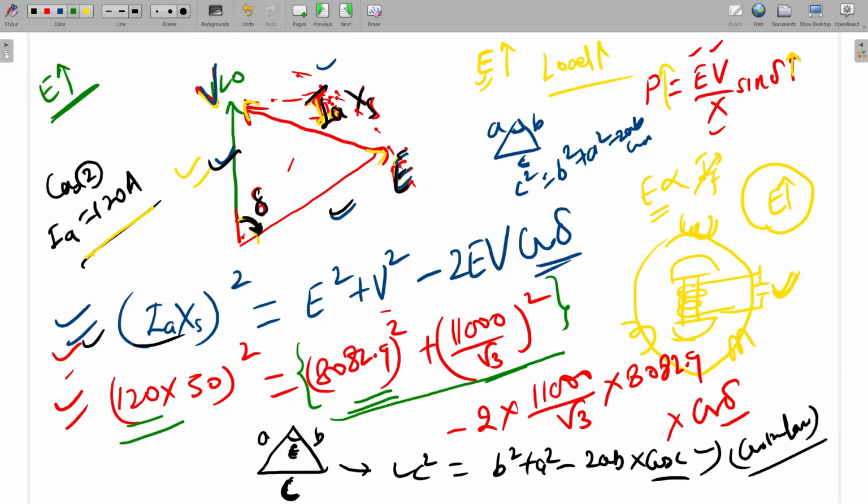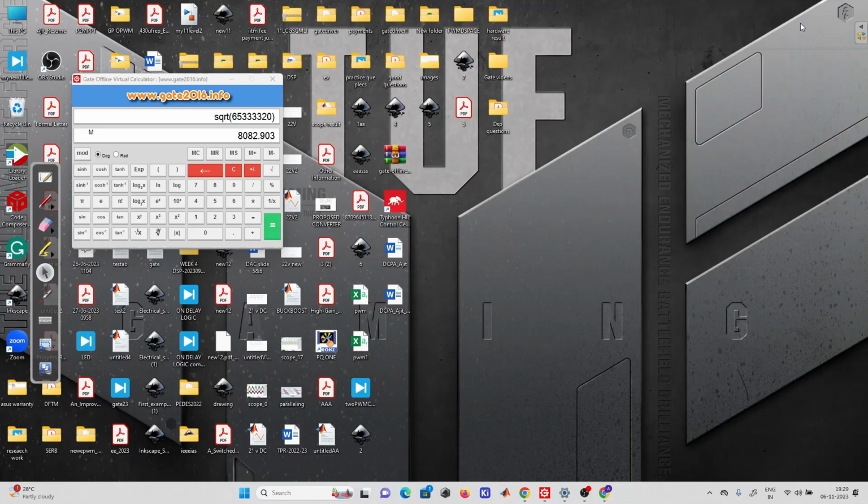8082.9, 11,000 by root 3, square. So this we will save in memory. Okay, and second, 8082.9 square, we can say memory. Again 11.